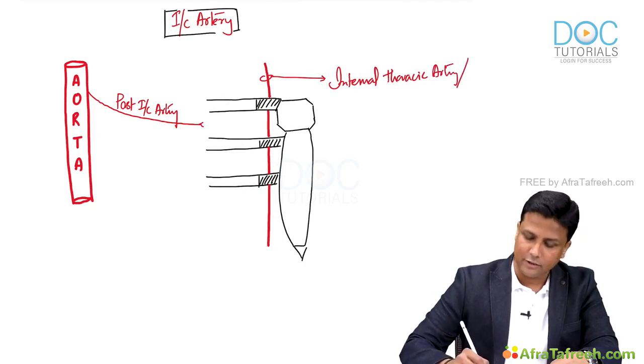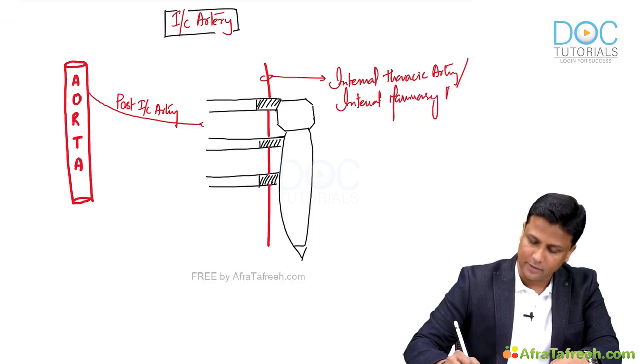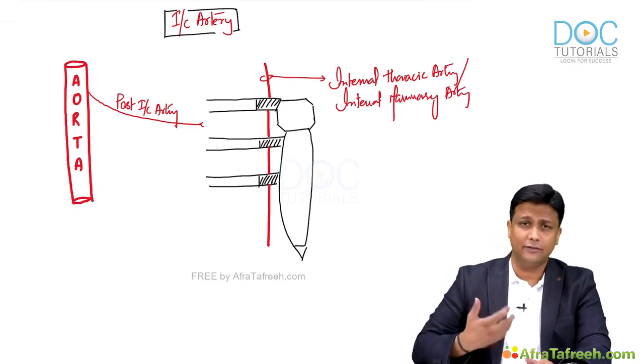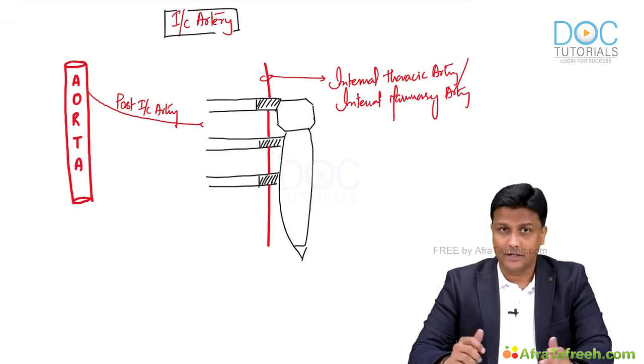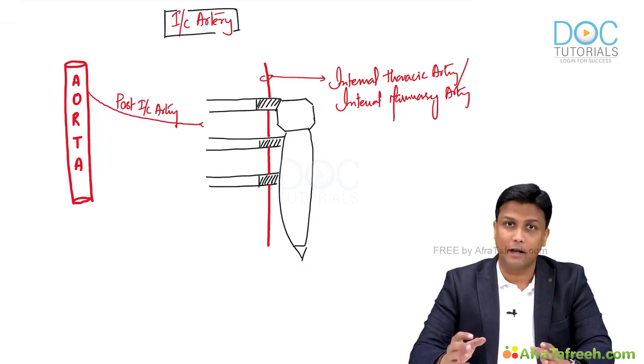Now this same internal thoracic artery, remember, is also known as the internal mammary artery. Internal mammary artery, guys. Why? Because that is the artery which, in females, will be giving the branches which will be supplying the mammary gland or the breast. So that is why the internal thoracic artery is also known as the internal mammary artery.